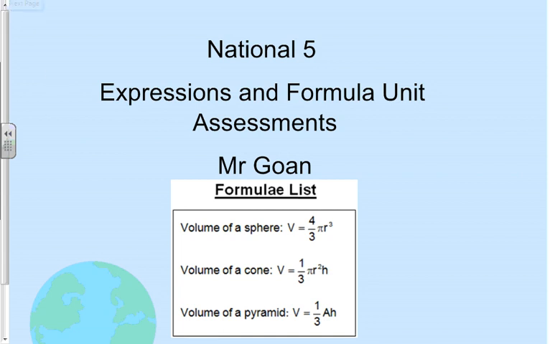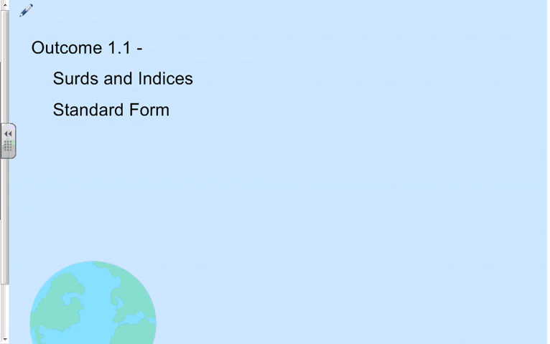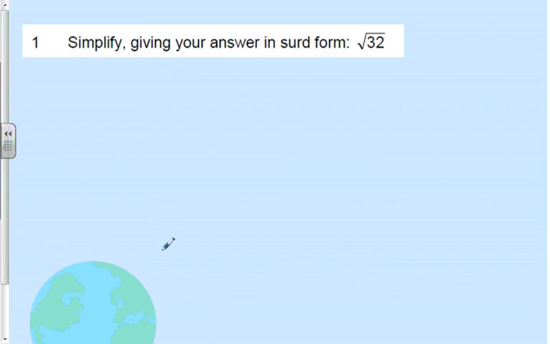So to start with, we're going to be looking at outcome 1.1, which is surds and indices and standard form. For that, you will need your calculator for the standard form. So straight off the bat, we're going to start with simplifying a surd.